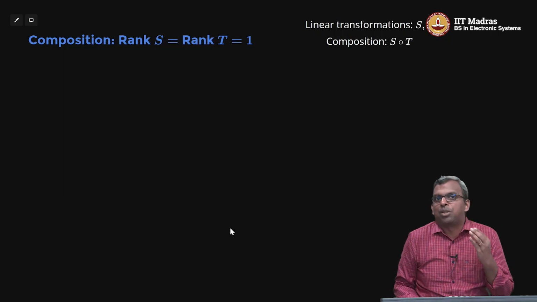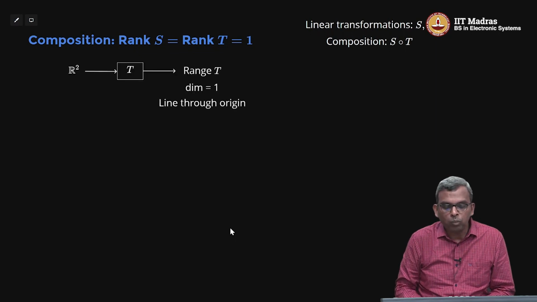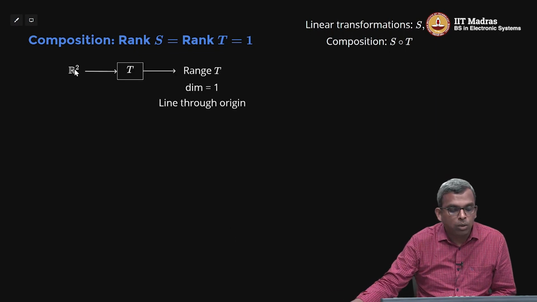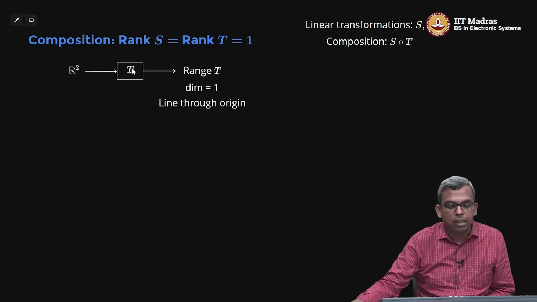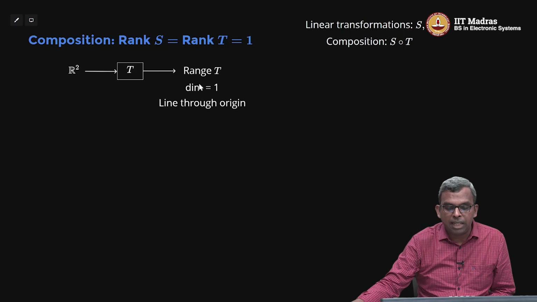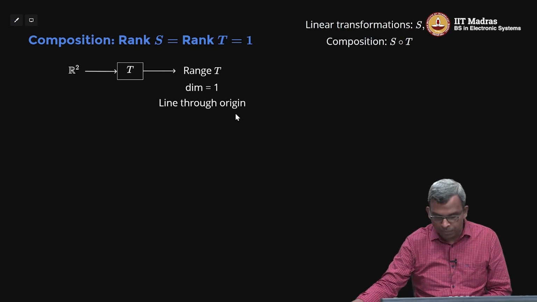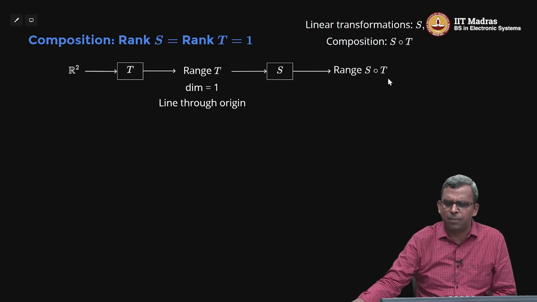So now what happens to the composition? Armed with that idea, let's jump into the composition. You have R2 going through T and you get range T. When you compose S cross T, that has been our picture always, right? We start with R2, go through T, go to range T. If you want to find range of S cross T, this is what we do. Now range T is dimension 1, a line through the origin. When it goes through S, I'm going to get range of S composed with T. This is the same as before. But what can I say about the rank here? What are the different cases here?